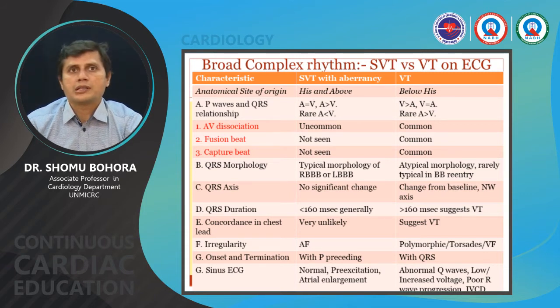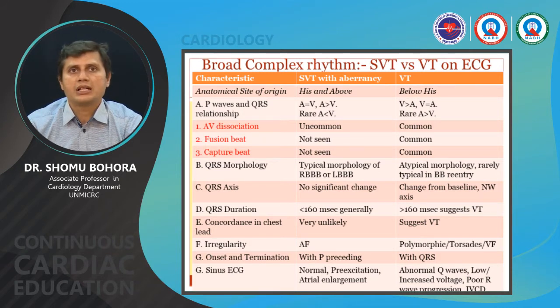A concordance in chest leads, either positive or negative concordance, is unlikely to be seen with SVT with aberrancy and generally suggests a ventricular tachycardia. A highly irregular tachycardia is either atrial fibrillation with aberrancy in SVT, or polymorphic torsades or ventricular fibrillation in ventricular tachycardia. If you have an onset documentation, a ventricular tachycardia starts with a QRS complex.